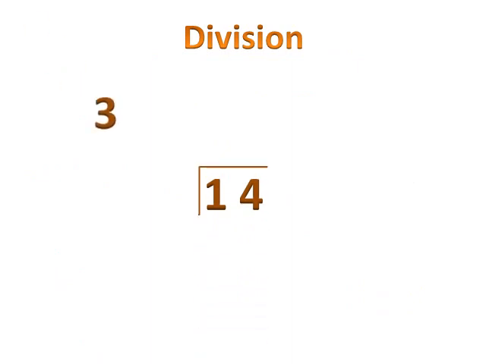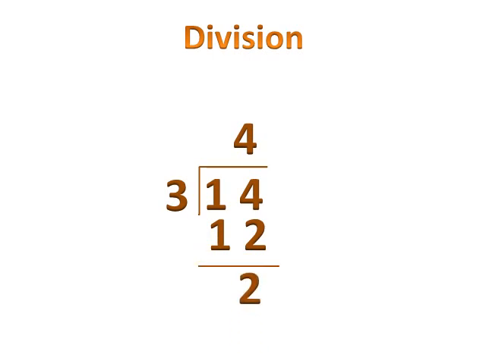Okay, so let's look at this division, 14 divided by 3. And so when we do that, 14 divided by 3 is 4. 4 times 3 is 12. This is the long division. And we say 14 minus 12, we have 2. And so we have a remainder 2.